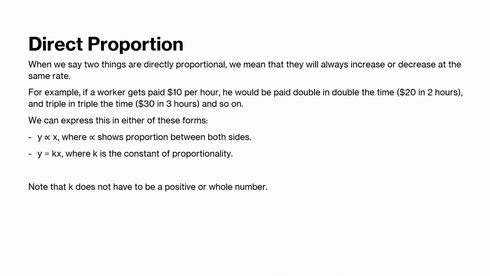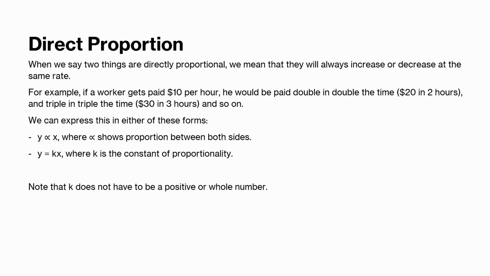We'll move on to proportion. There are two types of proportion, direct and inverse proportion. We'll start with direct proportion. When we say two things are directly proportional, we mean that they will always increase or decrease at the same rate. For example, if a worker gets paid $10 an hour, he would be paid double in double the time. So 2 hours he works, he gets paid 20. If he works 3 hours, he gets paid 30, and so on.